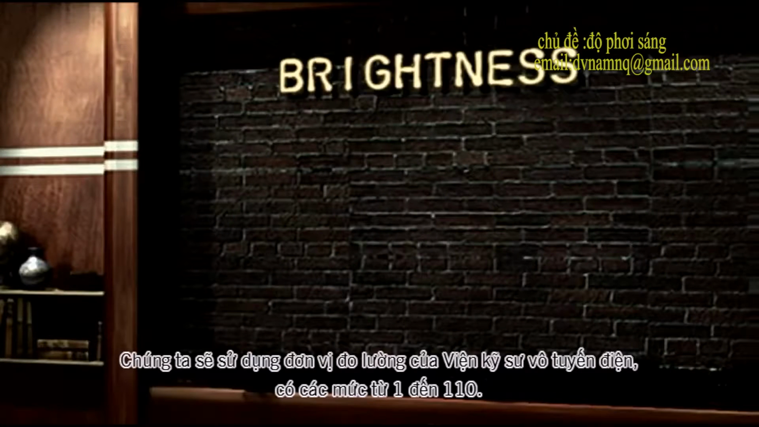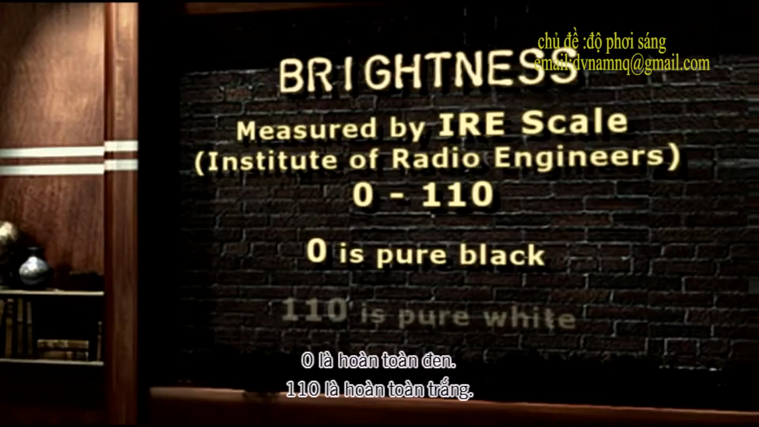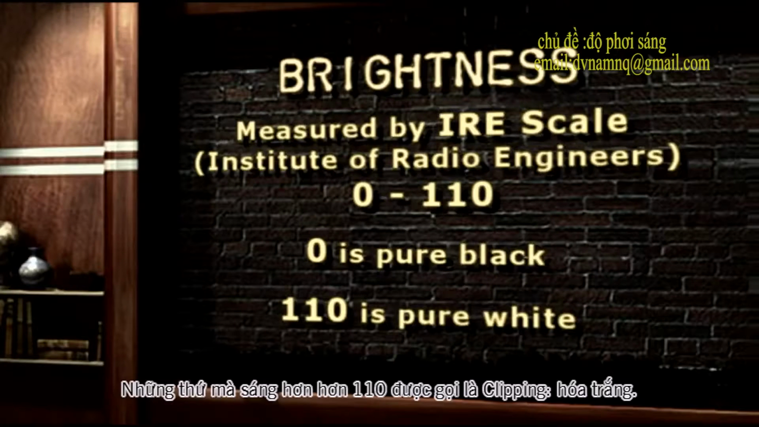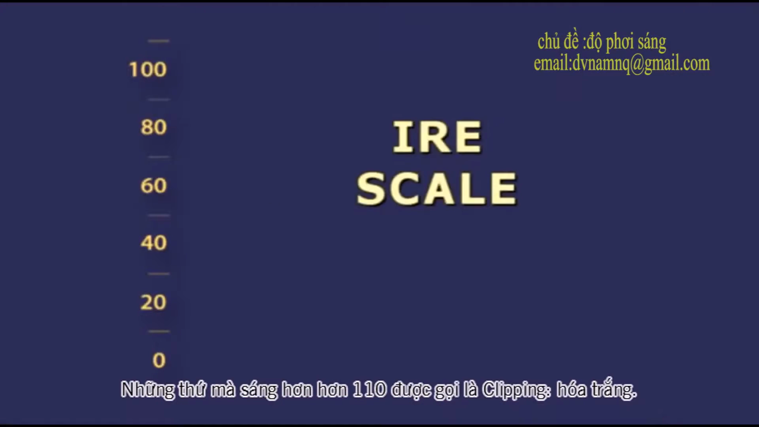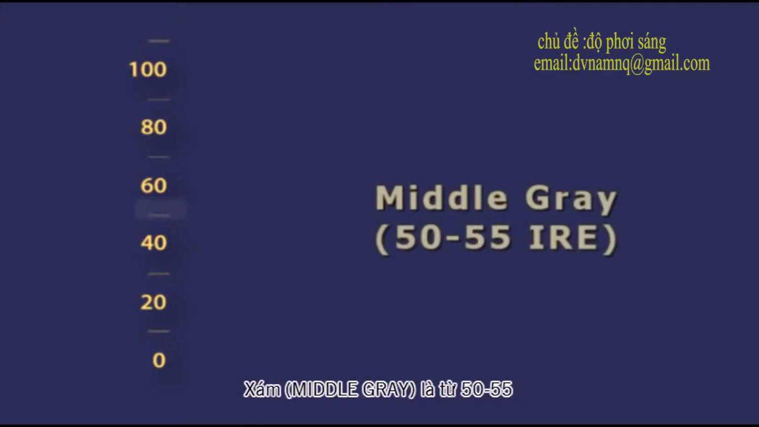We have to go to the Institute of Radio Engineers, IRE, and they have a scale which ranges from 0 to 110, and 0 is pure black, and 110 is pure white. Anything brighter than the brightest thing a camcorder can resolve is going to measure at 110, and anything above that we call clipping. A middle gray might show up at the middle of the scale. Maybe that'd be 50 or 55 IRE.